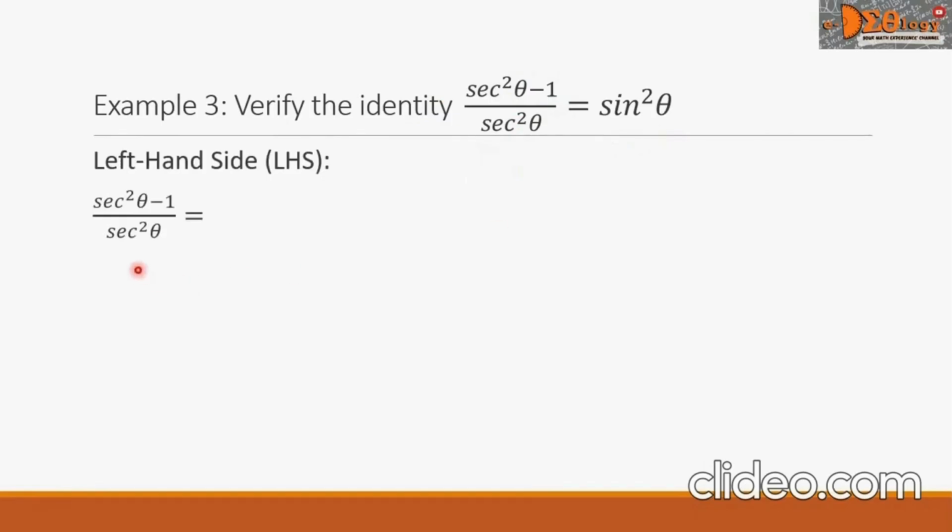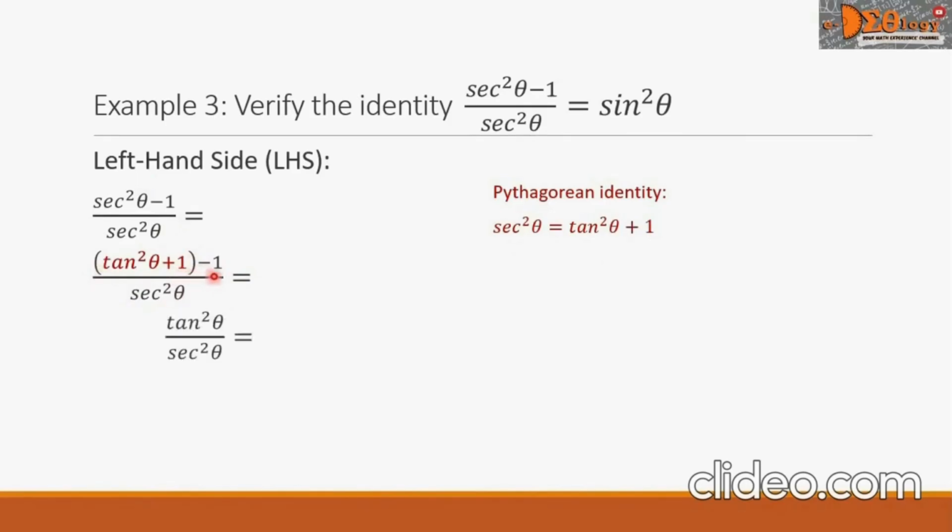I copied the left hand side in here, and then one Pythagorean identity says secant square theta equals tangent square theta plus 1. I am going to replace the secant square theta of the numerator with this value, tangent square theta plus 1. So I have here now tangent square theta plus 1 minus 1 all over the secant square theta. If I remove the grouping symbol here, the plus 1 and the minus 1 will cancel each other. So after cancellation, I will now have this tangent square theta over secant square theta.